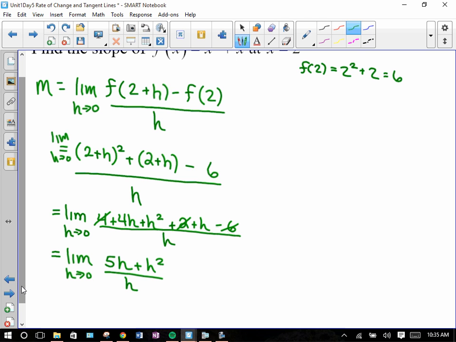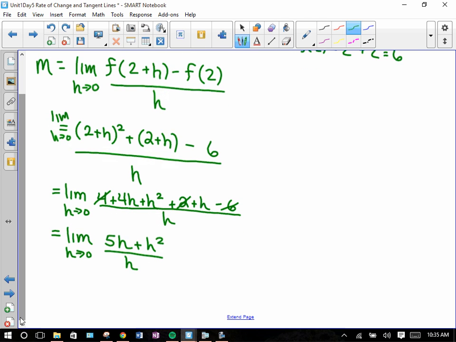Alright? Well, what do I notice here? I notice that some of these h's cancel out. So this is really equal to the limit as h approaches 0 of 5 plus h. And that h down here at the bottom goes away because it cancels out. So now I can plug 0 in, just like finding the limit. If I plug 0 in, it's not going to be undefined or anything. I get 5 plus 0. So the limit as h approaches 0 of 5 plus h is equal to 5.